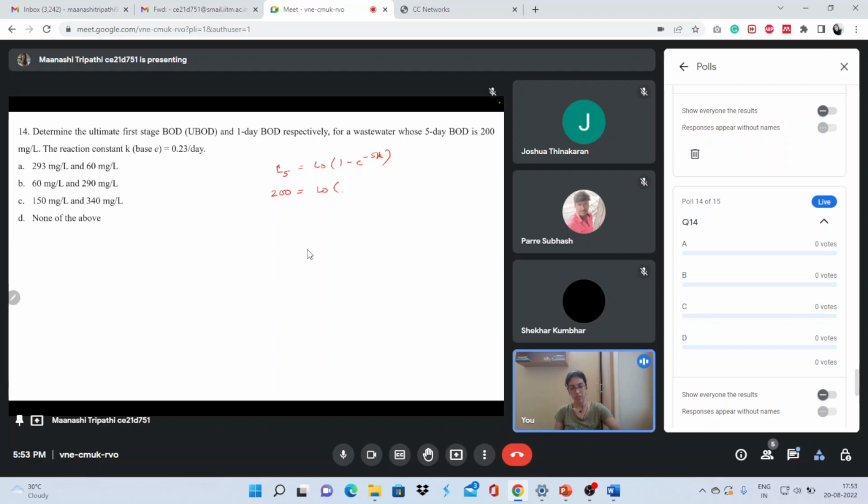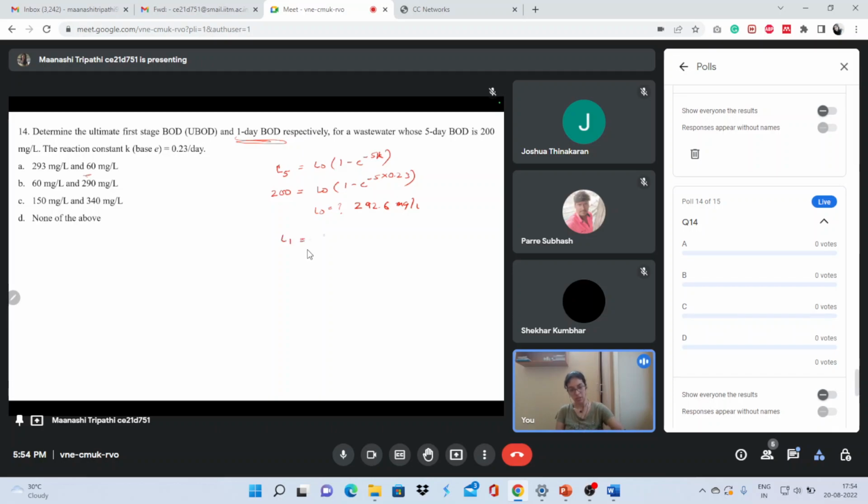L naught we need to find: 1 minus e raised to the power minus 5 into 0.23. We can find L naught from this, and using the same L naught we can find L1. Shall we say 5 into 0.23? I am getting L naught as 292.6 milligrams per liter, and it is matching with this one.